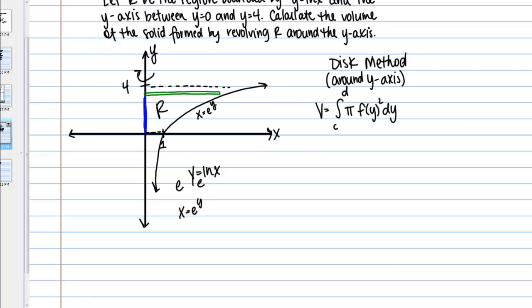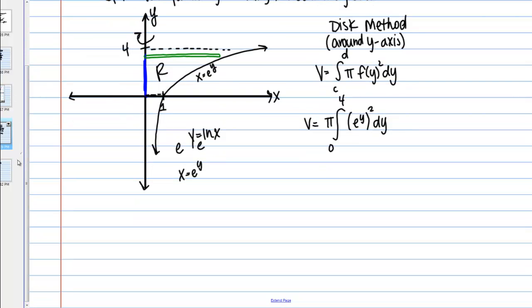So now I'm ready to set up my integral. I'm going to pull this pi out front. F of y in my case is this e to the y. And then I just need to remember to square that whole quantity. And my bounds need to be y values, and they're just going to be the y values that span my region. So in this case, my region R goes between y equals 0 and y equals 4. So those will be my bounds. And from there, I just integrate to solve the problem.